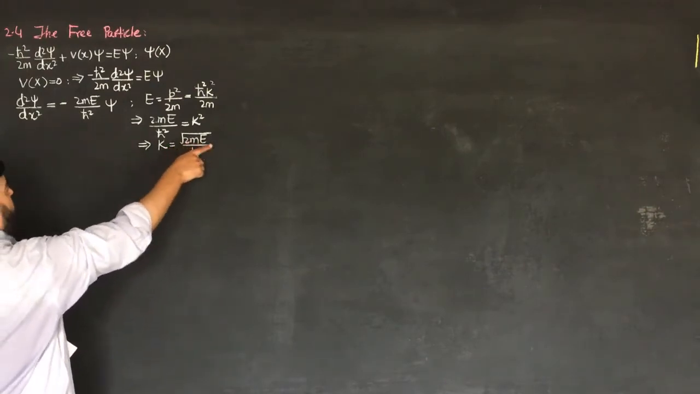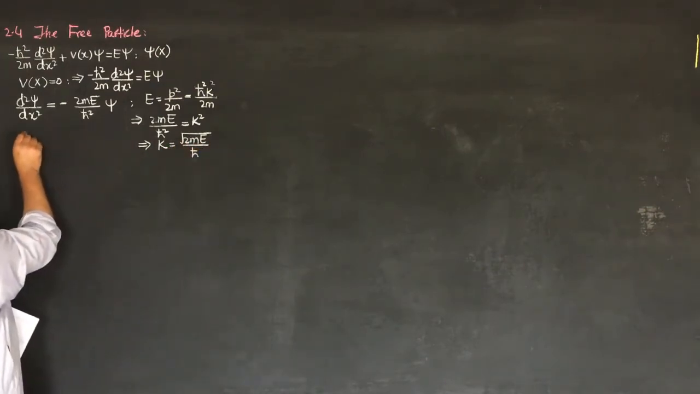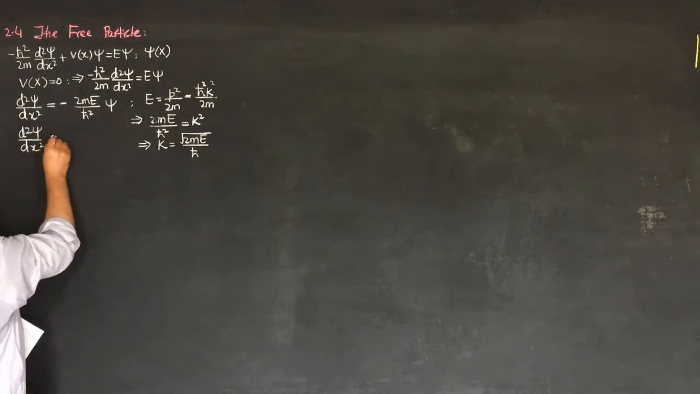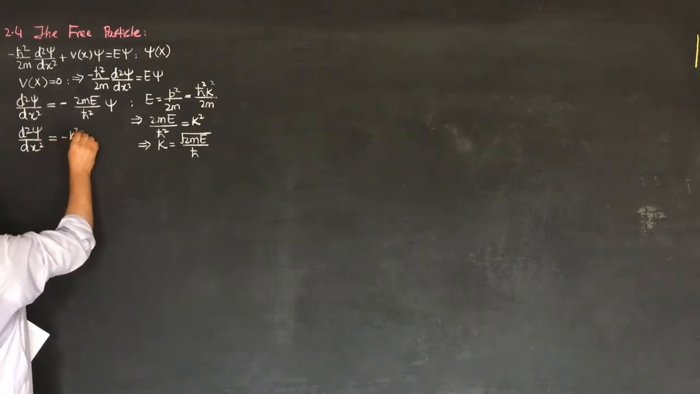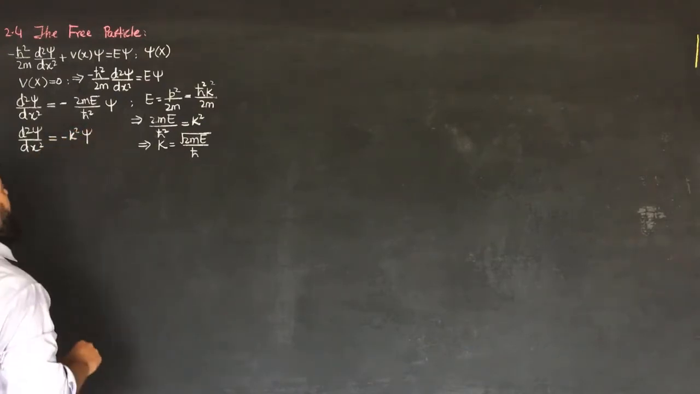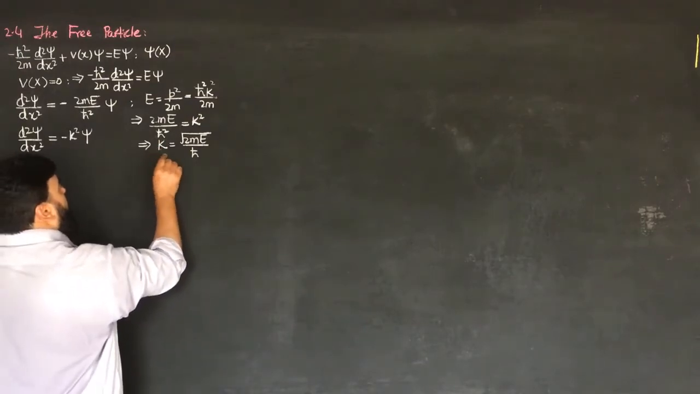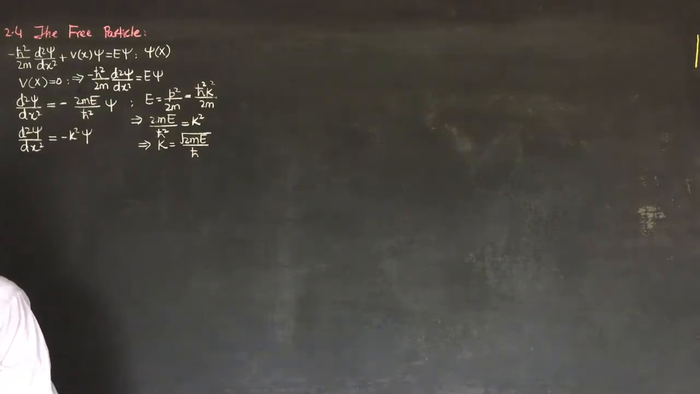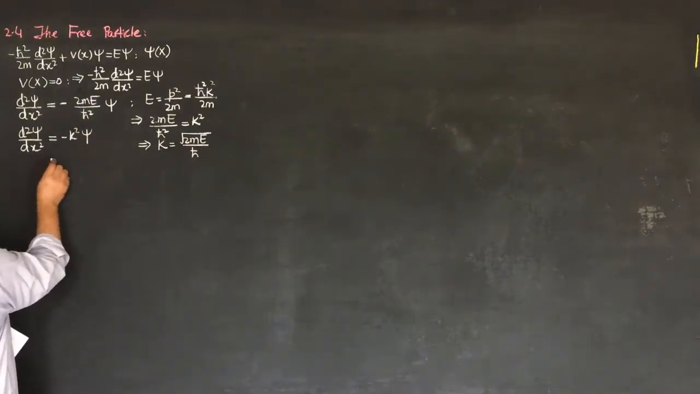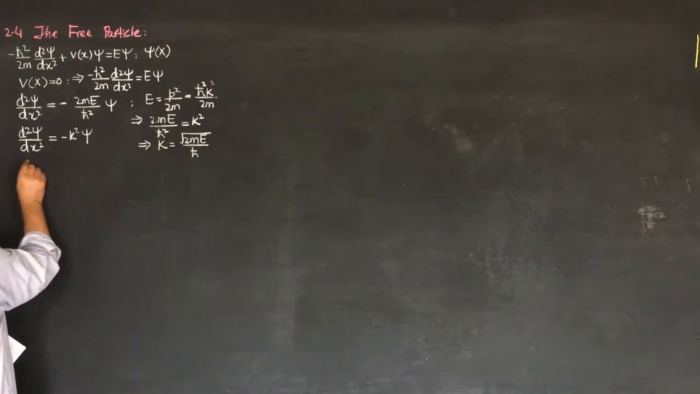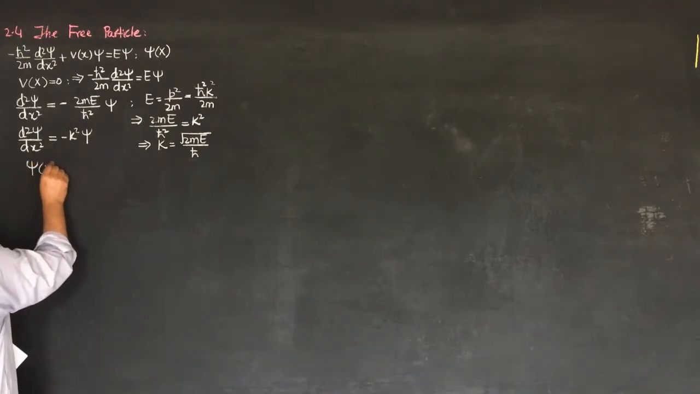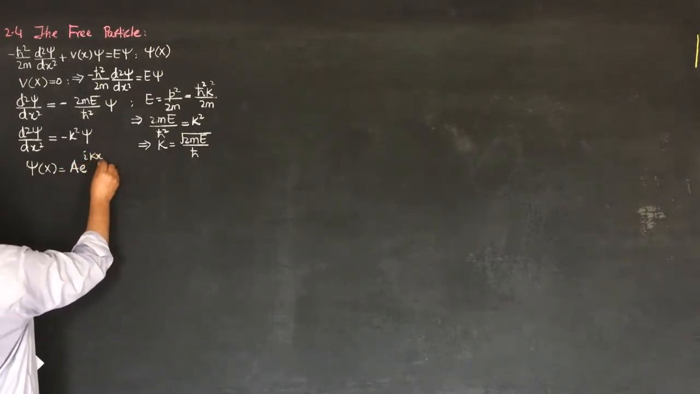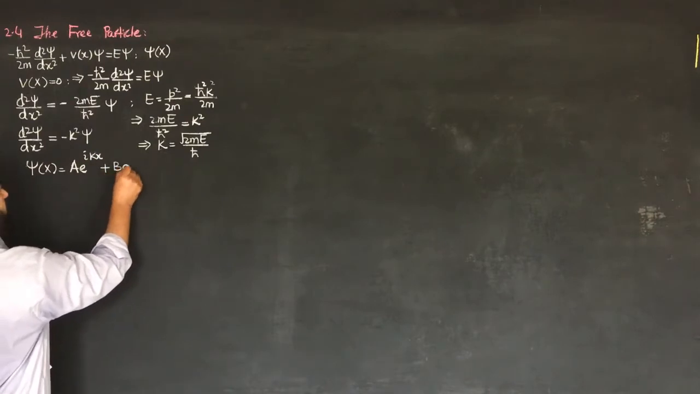So this k is equal to the square root of 2mE over h bar, and I can write this equation back, that d square psi over dx square is equal to minus k square psi, such that k here is a wave number. It is not a constant but a wave number. So the solution of this will be psi of x is equal to A e to the power i kx plus B e to the power minus i kx.